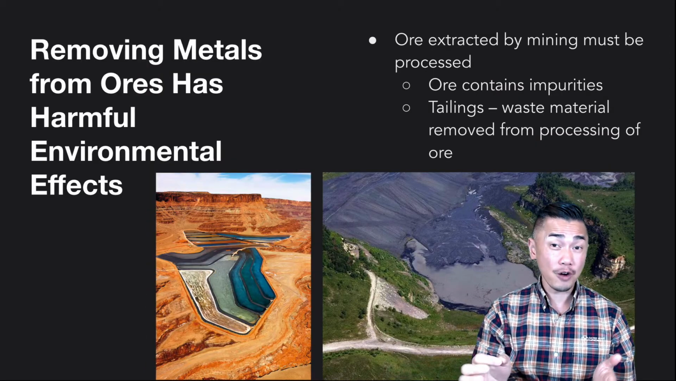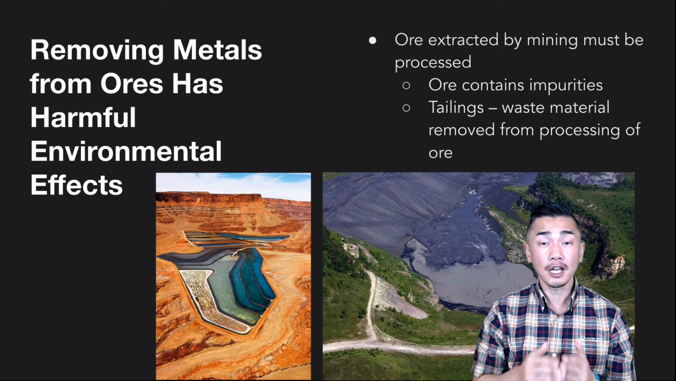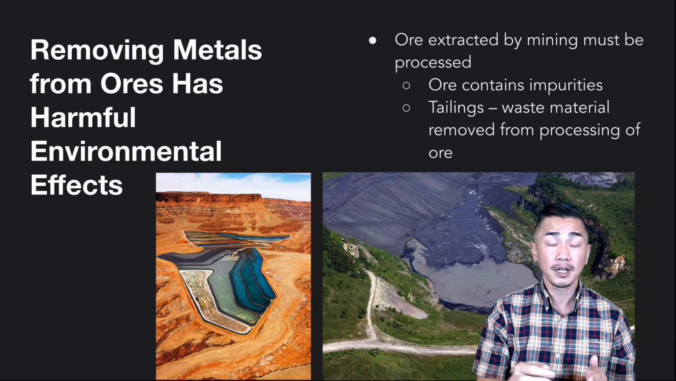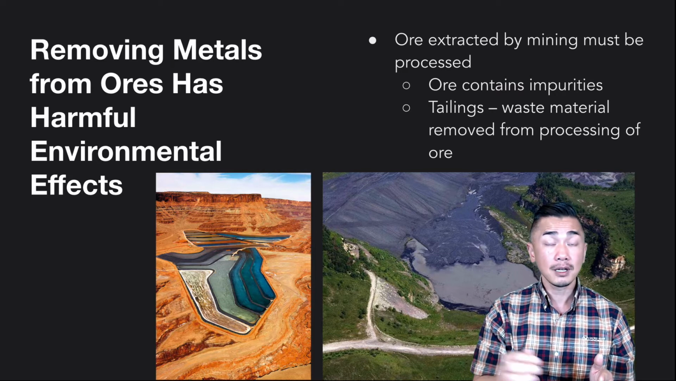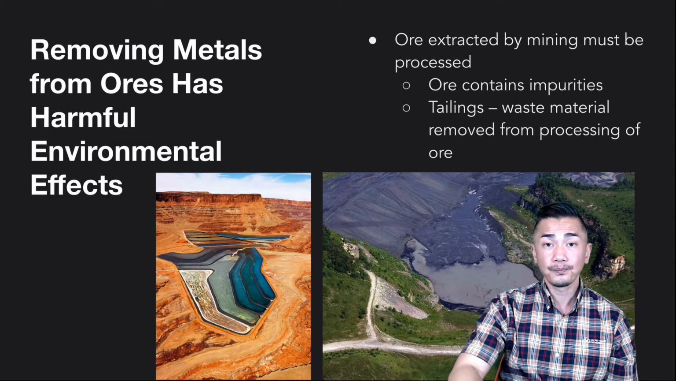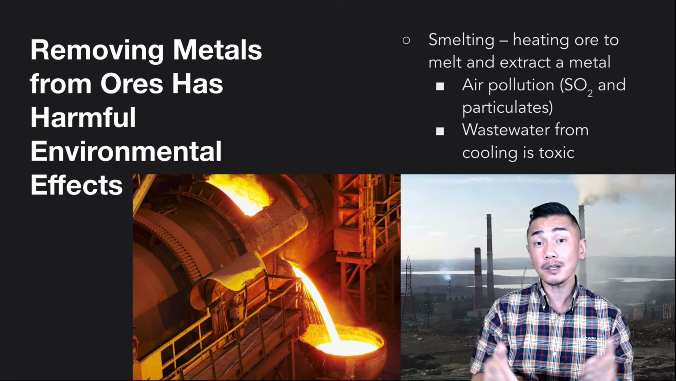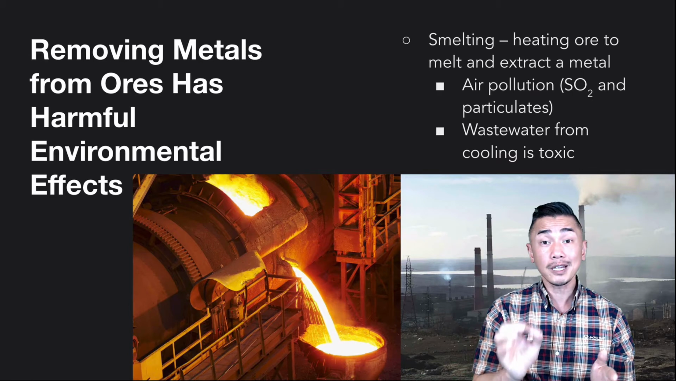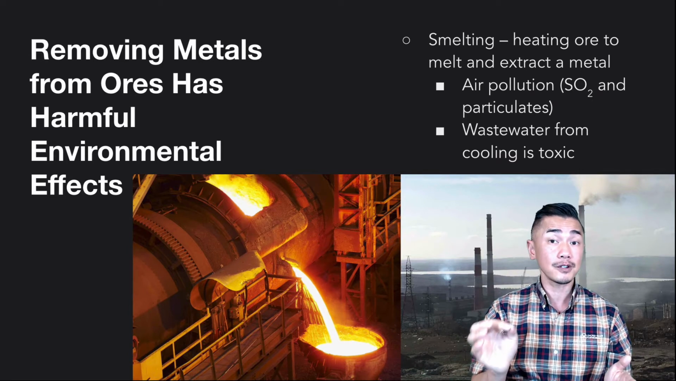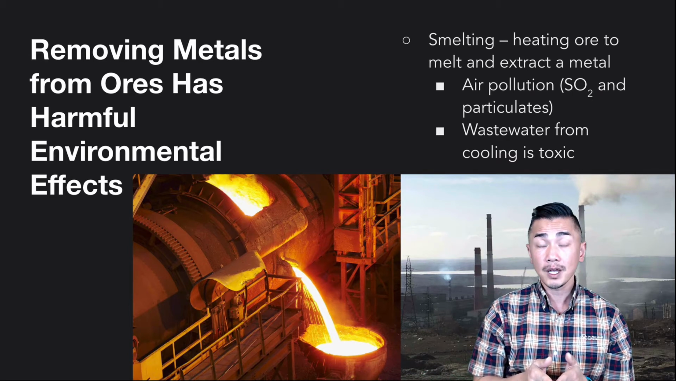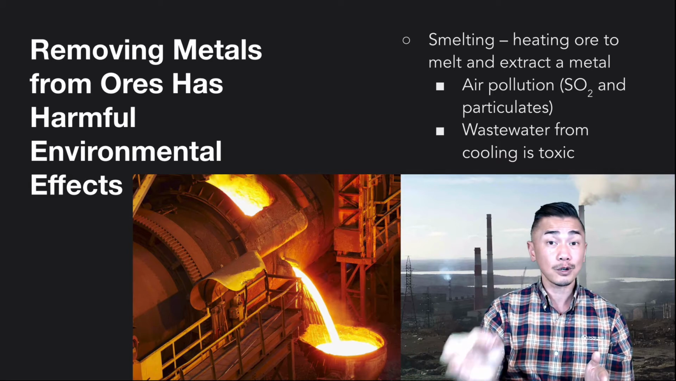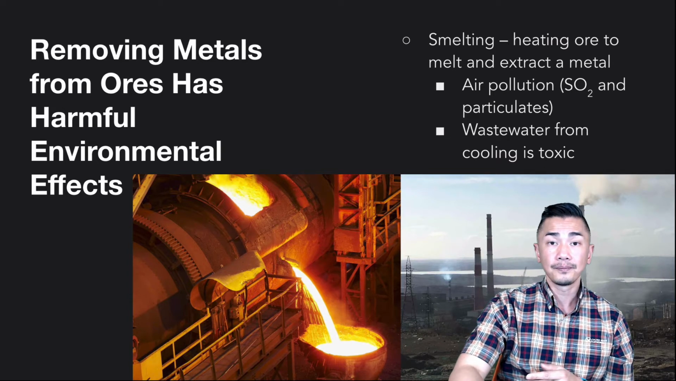After you remove ore from the earth, you have to process it and remove the impurities that are in it. Once the impurities are removed, they're called tailings. Two photos of two mines and the tailings that they've produced are shown below. When you heat metal ore to remove the metal in it, we call that smelting. Smelting creates air pollution, specifically sulfur dioxide and particulates. Also, water has to be used for cooling. The wastewater that smelting produces is toxic.